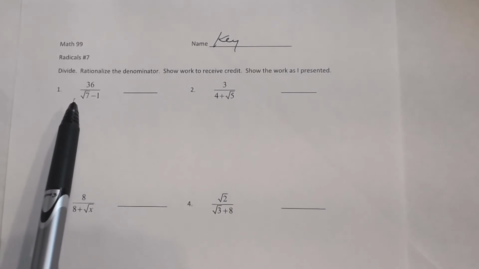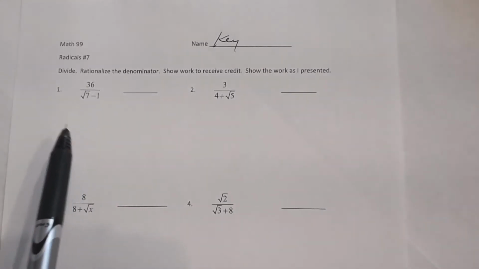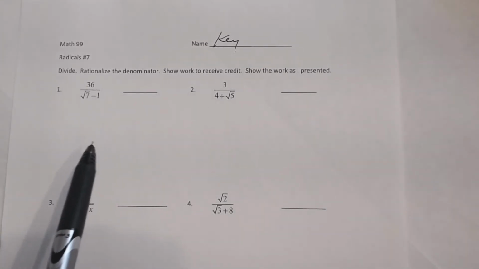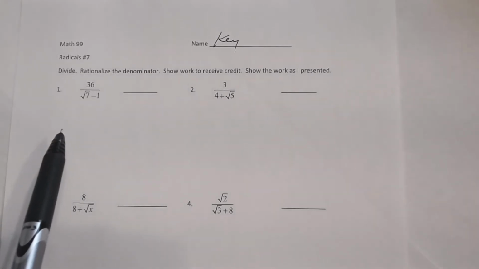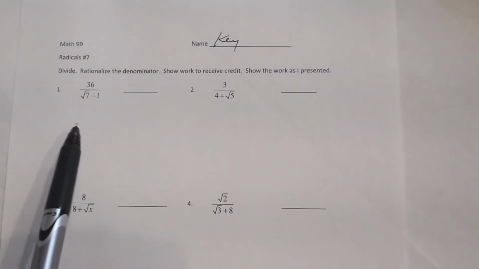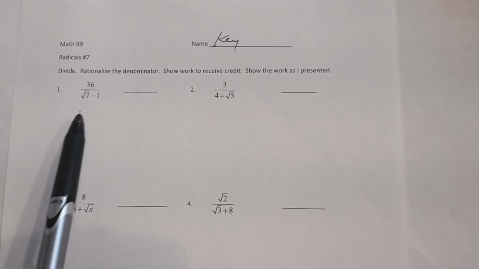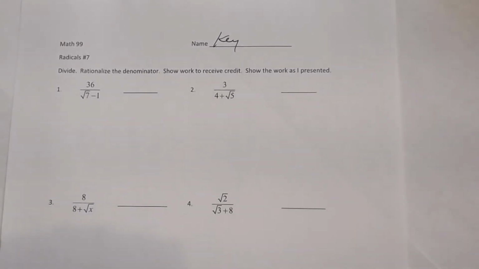And so basically what you're going to do is rationalize the denominator. Now, to rationalize these denominators, you're going to have to use the conjugate. And in the process, we're going to talk about the conjugate with each of these problems. Okay, so let's look at number 1.